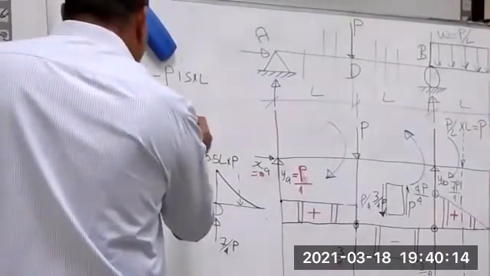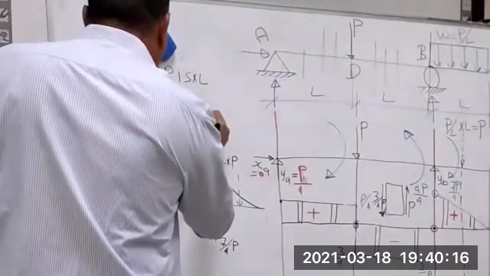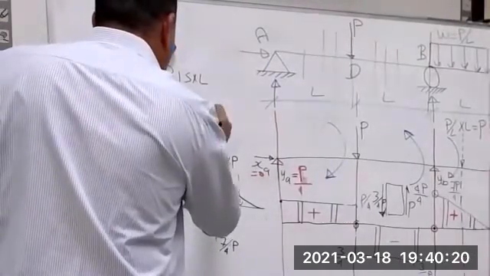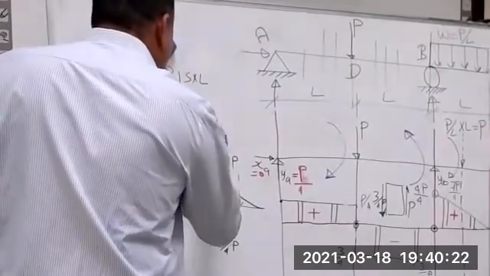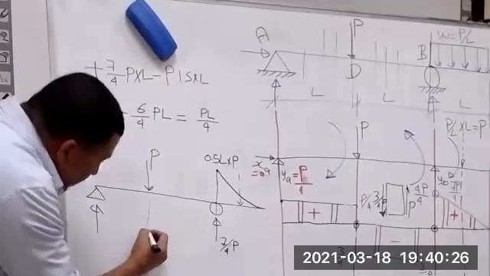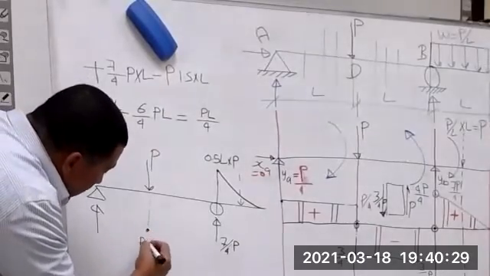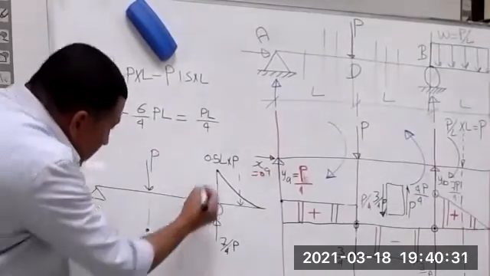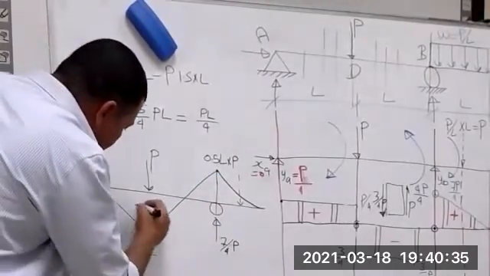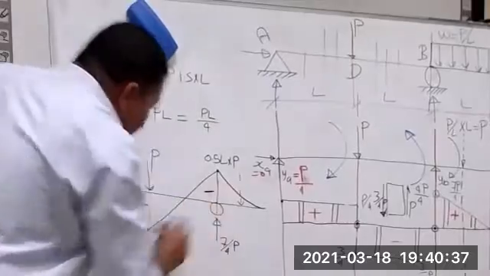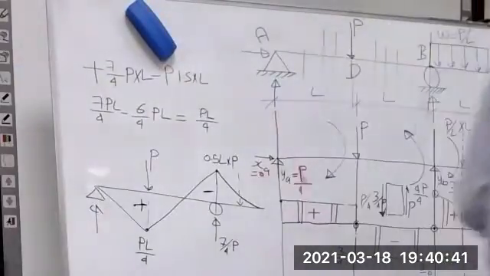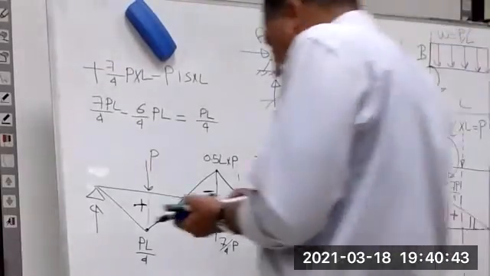So now it equals 1 over 4 BL. So BL over 4. BL over 4. So now this is a positive moment and this is a negative moment. Where is right.